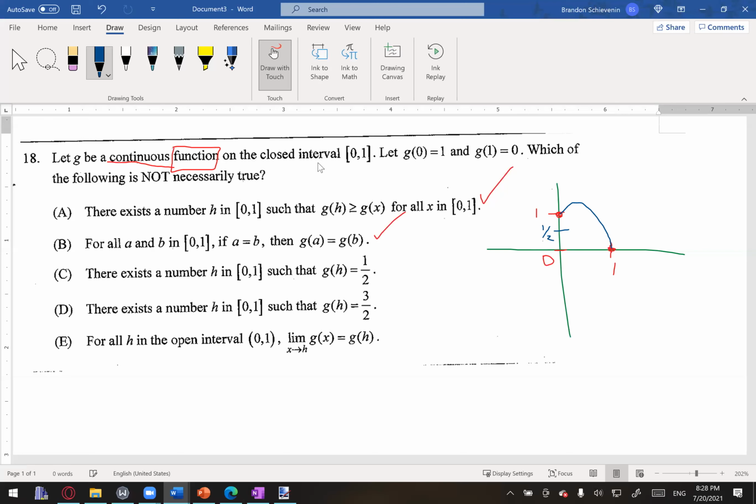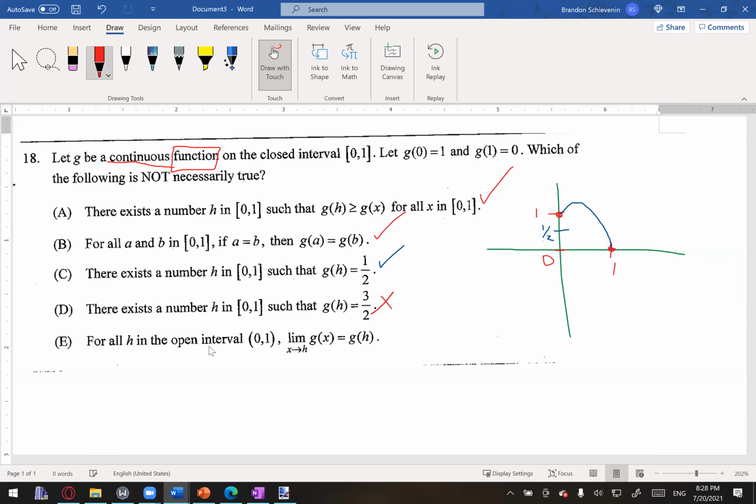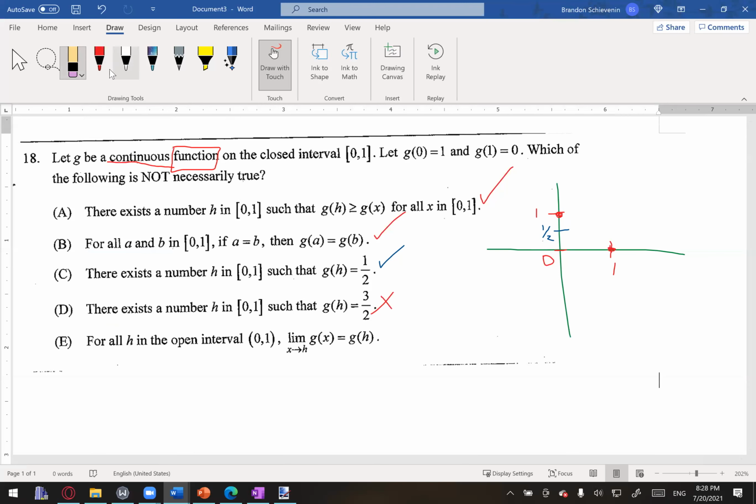Then D is not correct because 3/2 is 1.5 and it's beyond the 1. D is not true. It is possible to draw a line between these two without hitting 3 halves, like this, as a counterexample. So the intermediate value theorem guarantees we will touch every y value between them as long as we are continuous, but we don't have to touch a y value that's not between them.